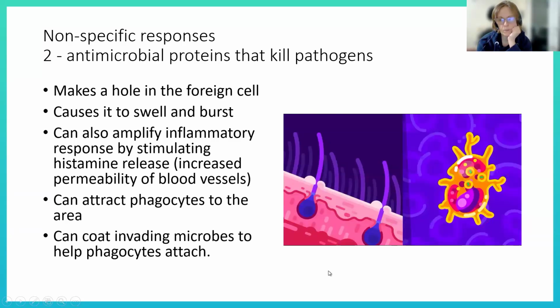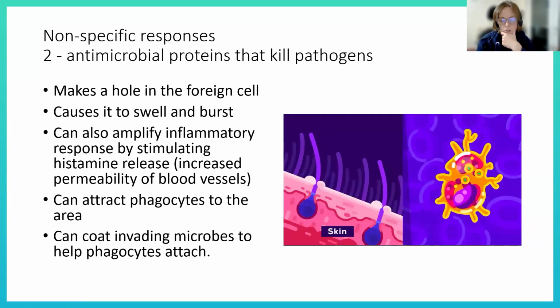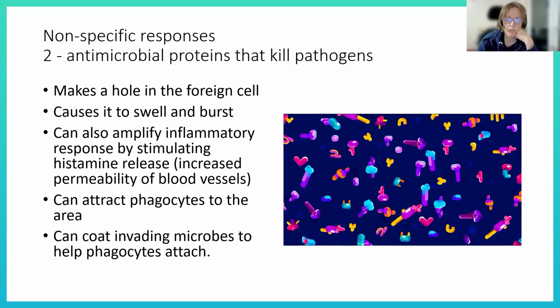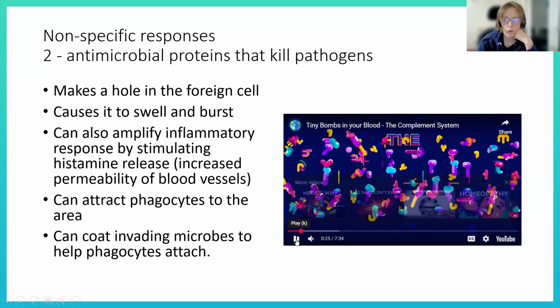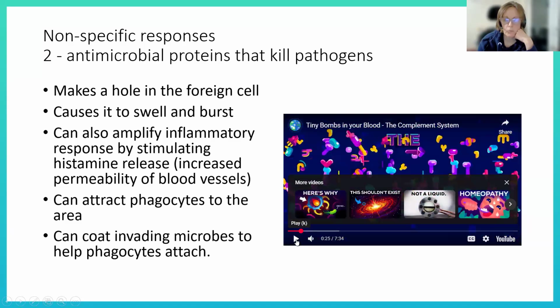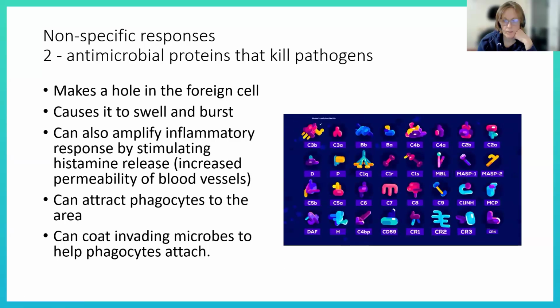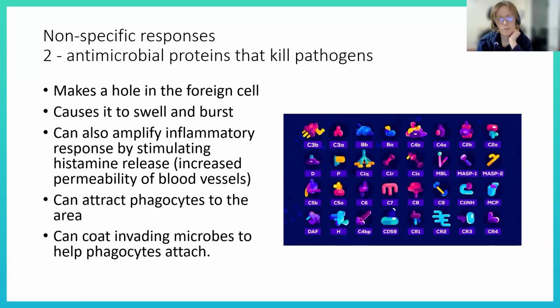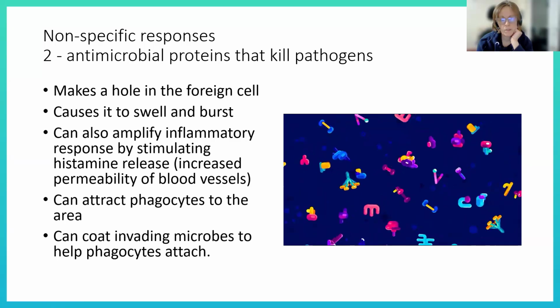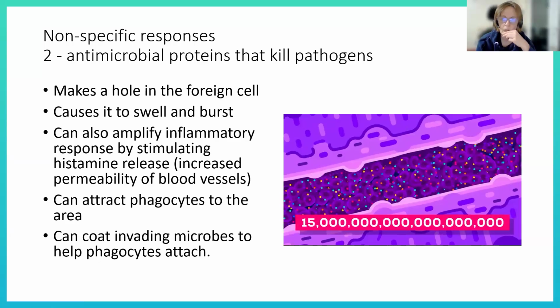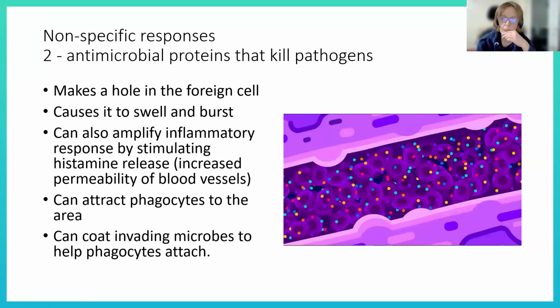Okay, so those are our cells. That's our skin on the left, and immune cells on the right. These are the proteins in our complement system that are just floating around in our blood. You can see, when I press play again, there's loads of them, loads of different proteins, loads of different shapes. It's a really complex system, and we're just looking at a summary of it. So there they are, all floating around in the blood. Loads of them.